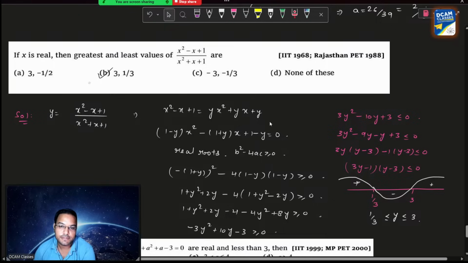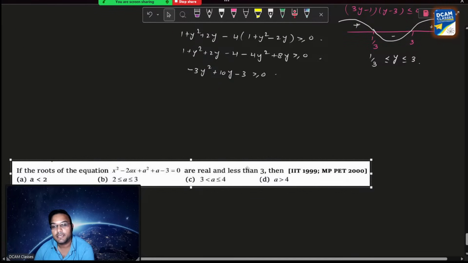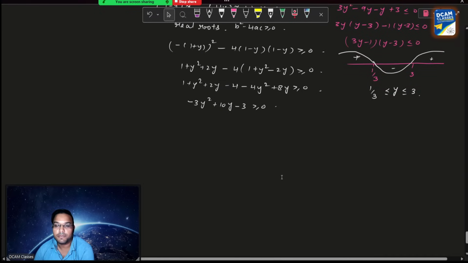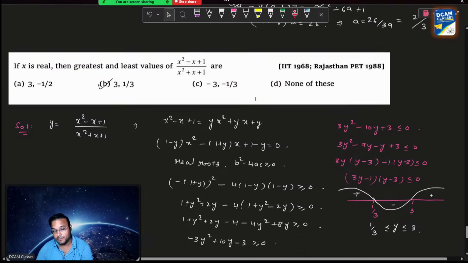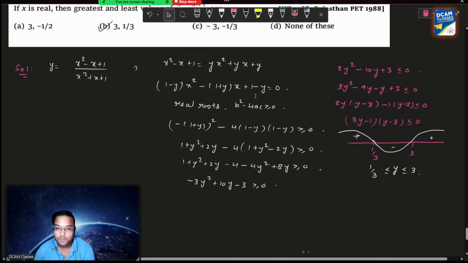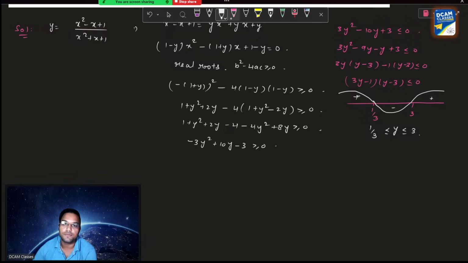One way is this. Okay, this method you can apply multiple times in various questions when they ask you about maxima and minima. Now this method is okay. Shall I show another method?